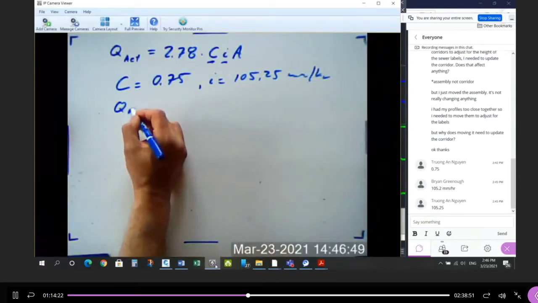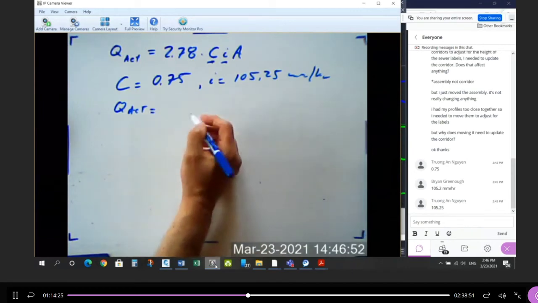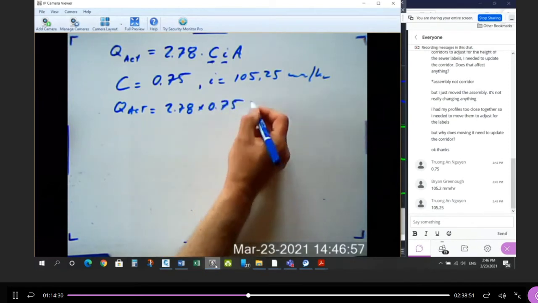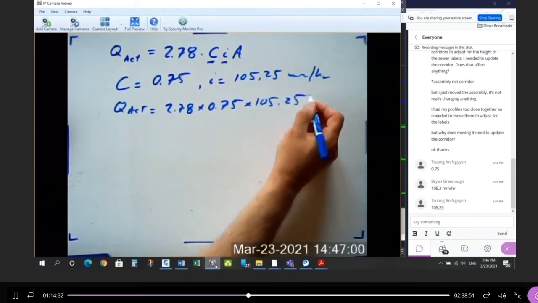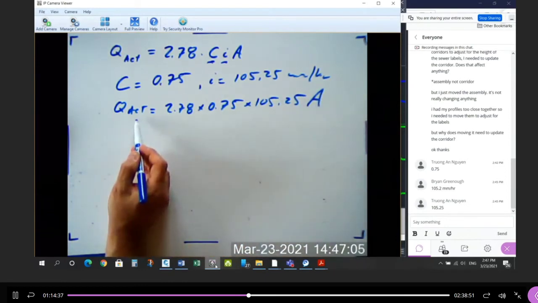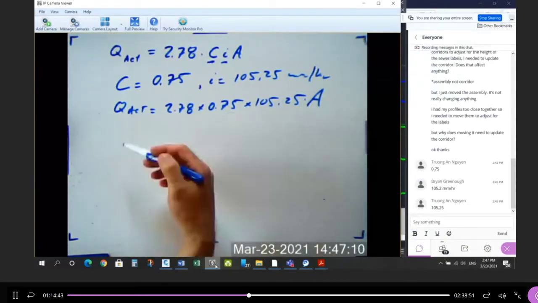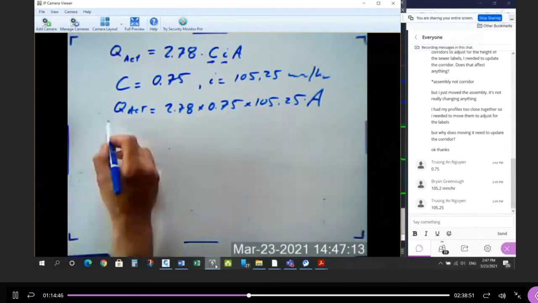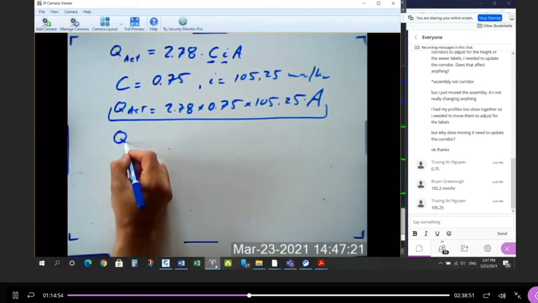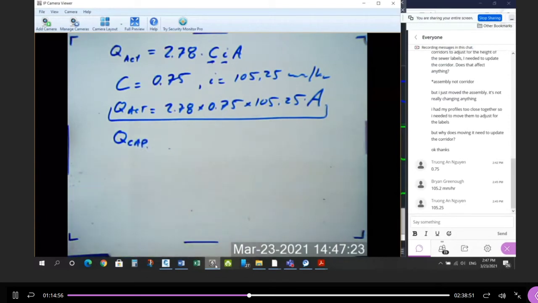Let's rewrite the formula. Q actual is equal to 2.78 times 0.75 times 105.25 times A, the area. So if I had the area, I can calculate the Q actual. Agreed? If I knew the area, I have 4 of them, I can calculate the expected flow, the Q actual. I'm going to stop there. I'm going to leave this equation like that for now. And now what I want to do is calculate not Q actual, but the capacity of a pipe. I'm going to look at a pipe capacity.